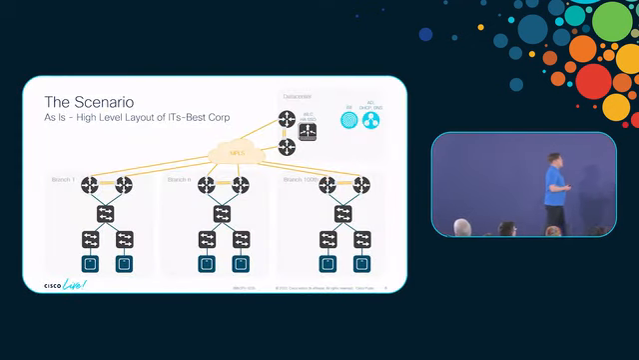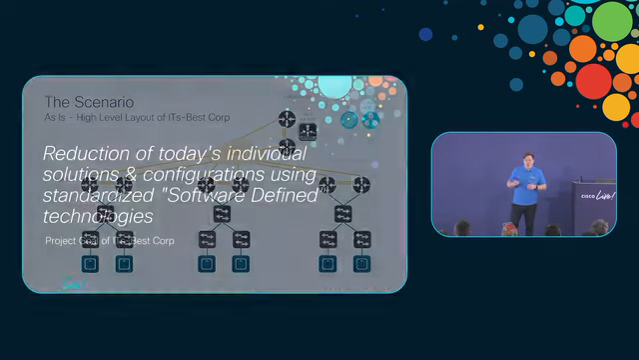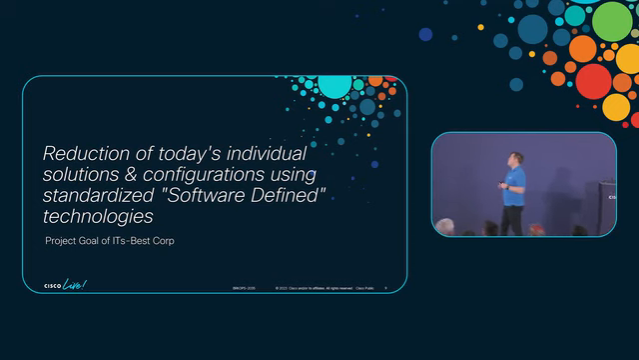I'm using the following scenario throughout my presentation. It's a high-level design, which I'm sharing over here. I named the customer IT's Best Corporation. They have hundreds of sites, and at the moment they have a WAN service from a service provider using layer 2 switches, and APs with FlexConnect, which are connected to the data center. The goal of the customer is the reduction of individual configuration. There are multiple people working for the same customer, and they ask for standardization with software-defined technologies.